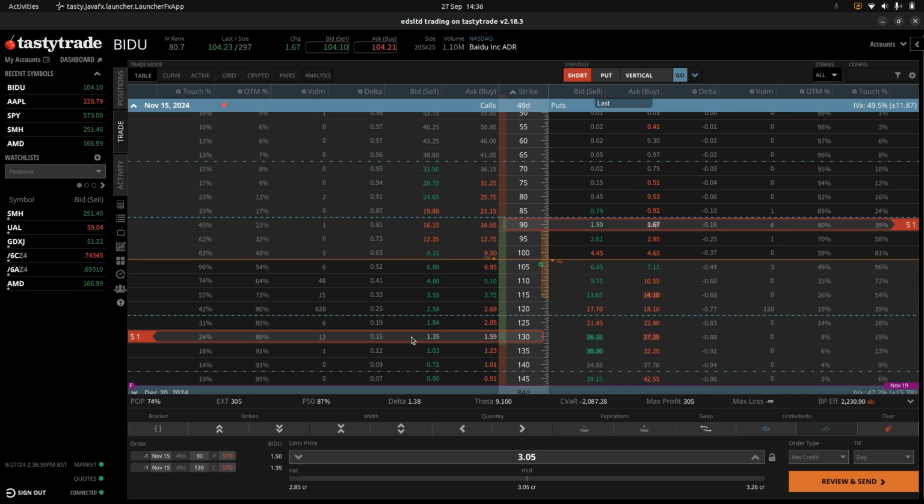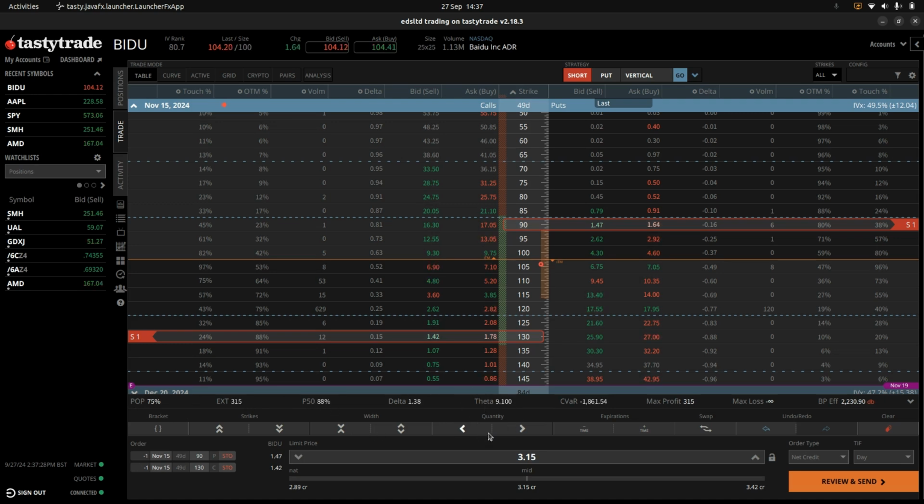We'd be looking to sell a call contract at the 130 strike, and we'd also be looking to sell a put contract at the 90 strike. As you can see, our contracts are outside of the expected move. That's going to ensure that we have a high probability of profit. As you can see here, we've got a 75% probability of profit and an 88% chance of hitting 50% max profit over the course of the trade.